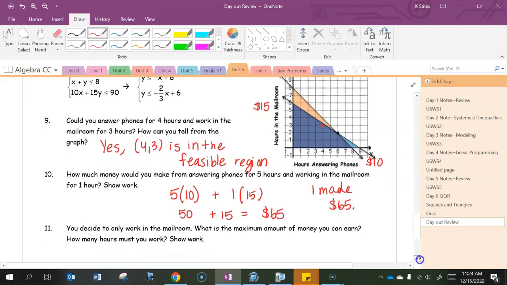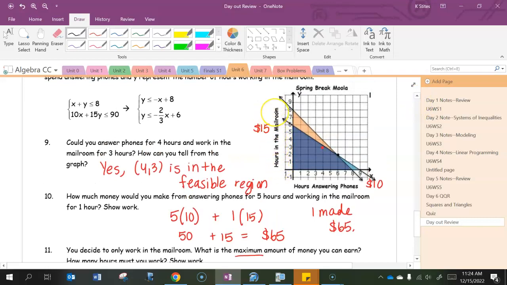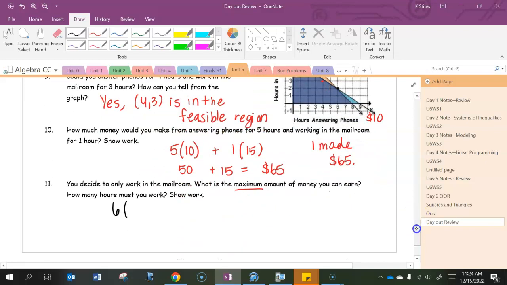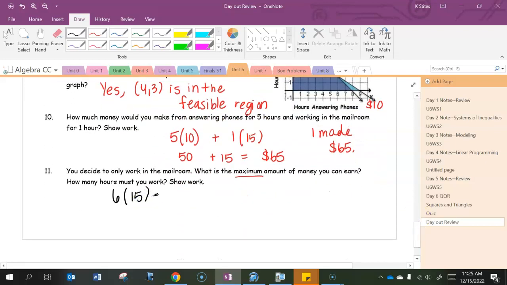All right, now, our last question, you decide to only work in the mailroom. What is the maximum amount of money you can earn? So this is something we're going to talk a lot more about on Monday, but what you want to do is find mailroom. You want to find the highest point of your feasible region, so that's 6 right here, 0, 6. So that's 6 hours that I worked in the mailroom. And again, the mailroom, I'm making $15 an hour. And 6 times 15 is 90. All right, so then just make sure you answer the question. I work 6 hours and make $90.